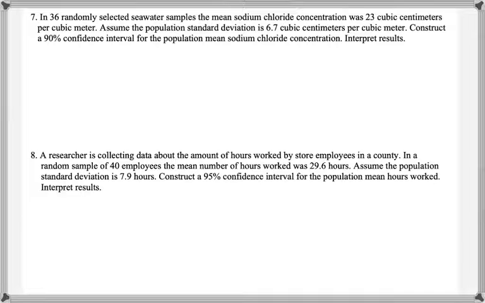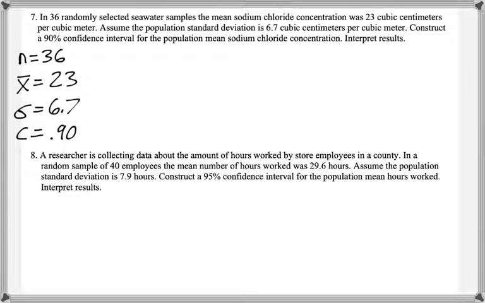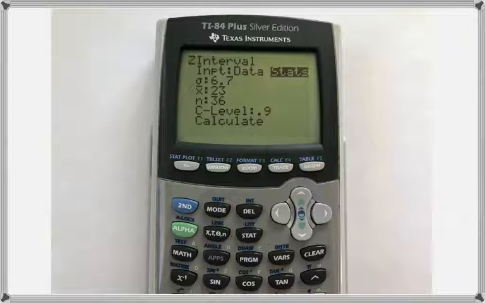So we want to organize our information. So n is 36, x bar is 23, sigma is 6.7, our confidence level is 0.90. So now we want to use the z interval on the calculator. So we want to type all that information in and then press calculate.